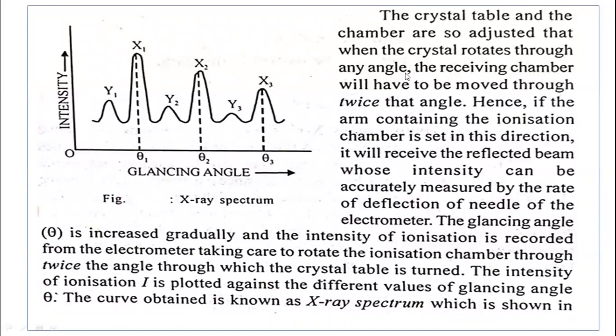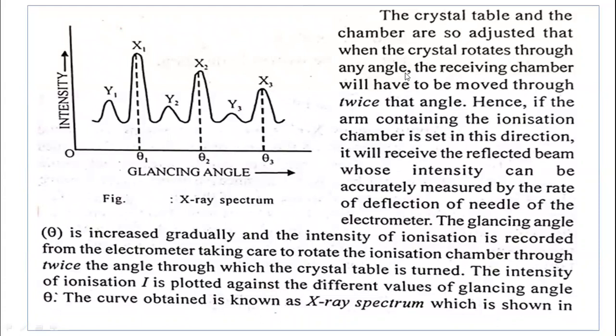Suppose that the crystal table rotates 30 degrees, then the receiving chamber rotates 60 degrees. Hence, if the arm containing the ionization chamber is set in this direction, it will receive the reflected beam, whose intensity can be measured by the rate of deflection of the electrometer.